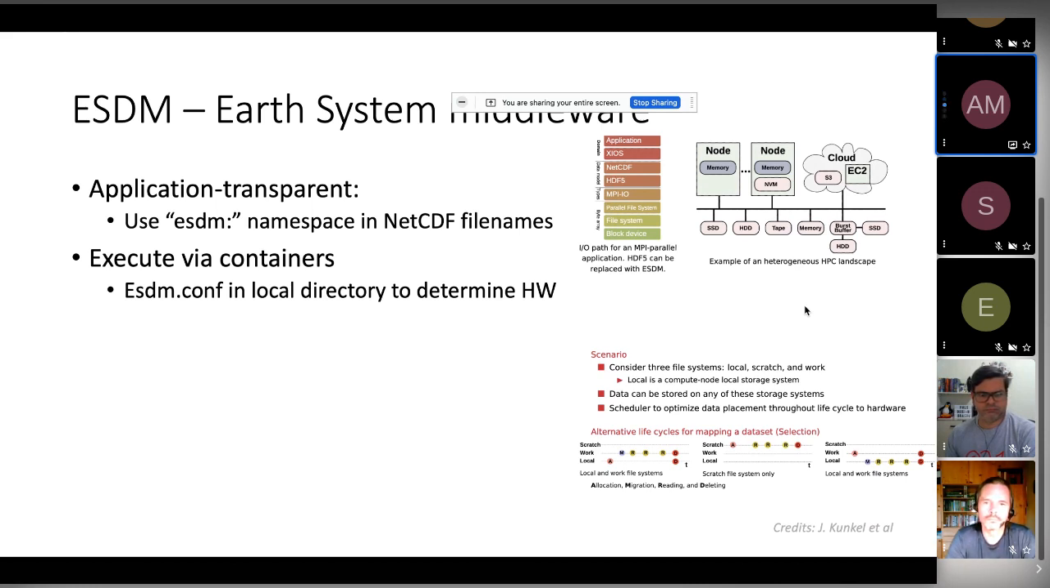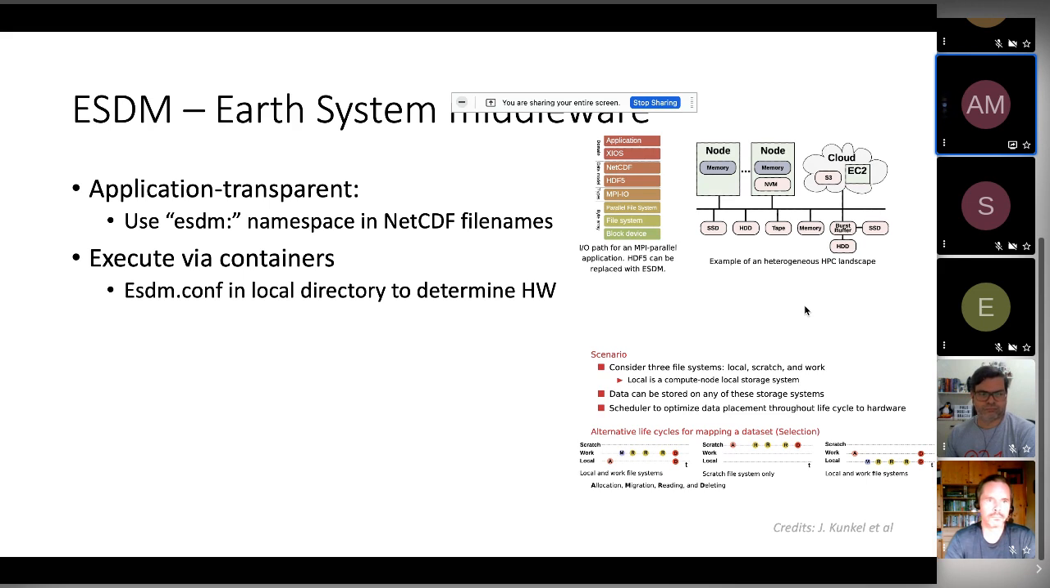When it's writing, typically NetCDF is used, but a hacked NetCDF that uses the ESDM namespace will write to Earth System middleware. And the Earth System middleware basically has a NetCDF-like data model for what the data objects look like when they're writing them out to disk. So from a programmer's perspective, somebody writing a weather model, etc., doesn't see any difference. They just see a NetCDF file. It's just got the ESDM prefix in its namespace.